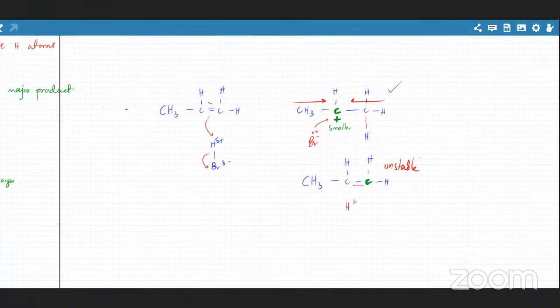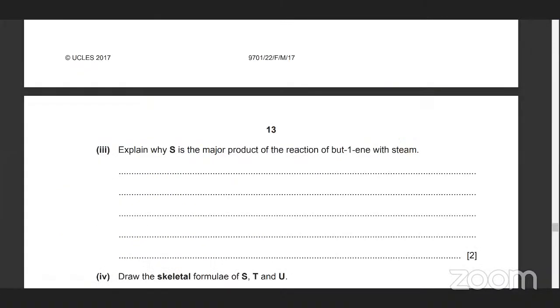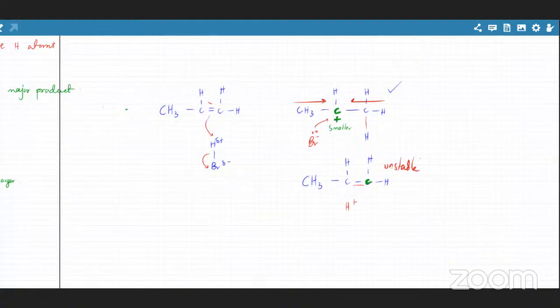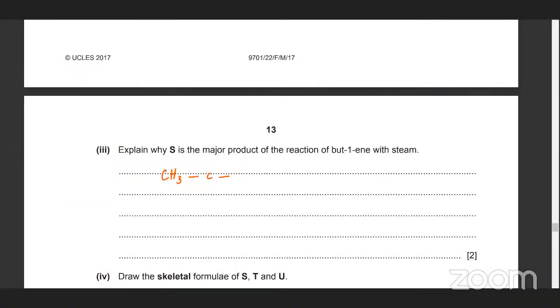Okay, let me write down the answers over here as well. You're going to talk about... I mean, it would be better if you... What's the molecule? So this was our carbocation, right? So you're going to talk about the secondary carbocation being more stable.